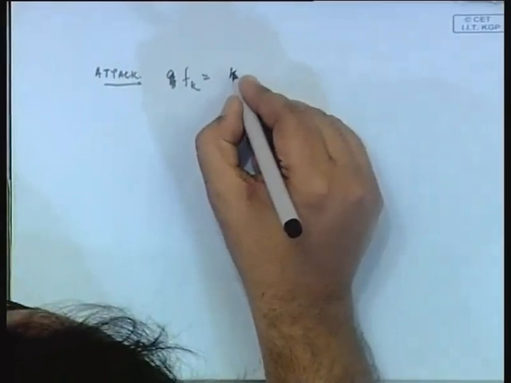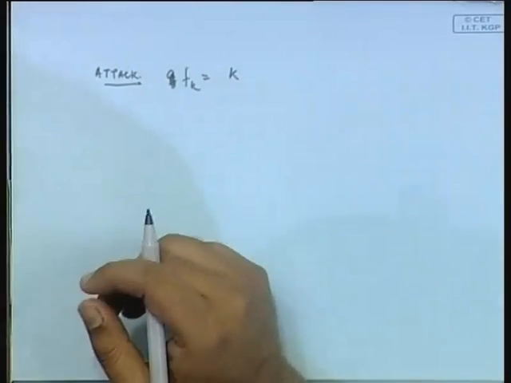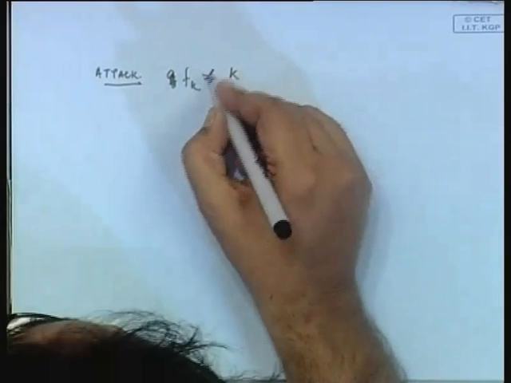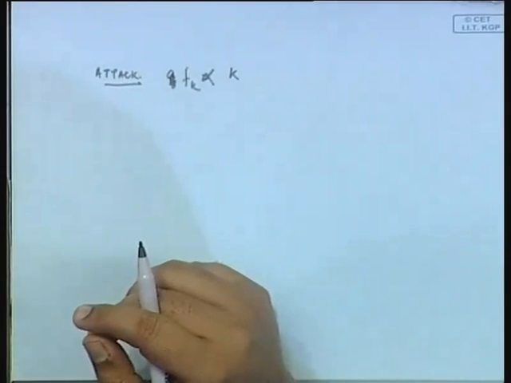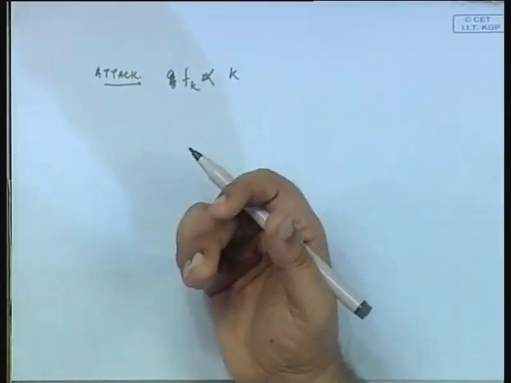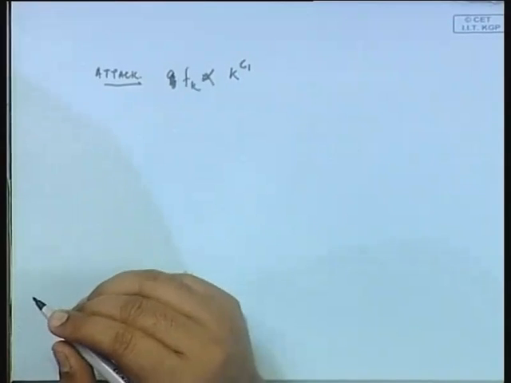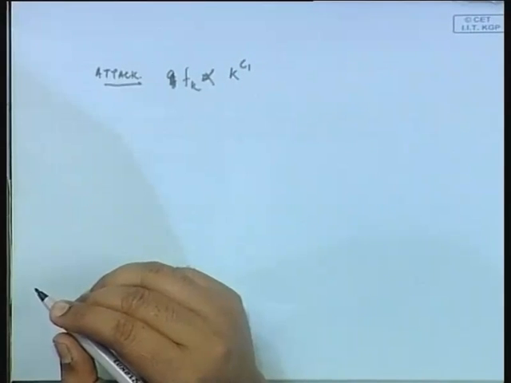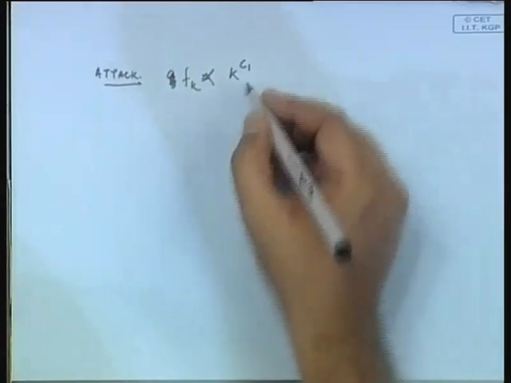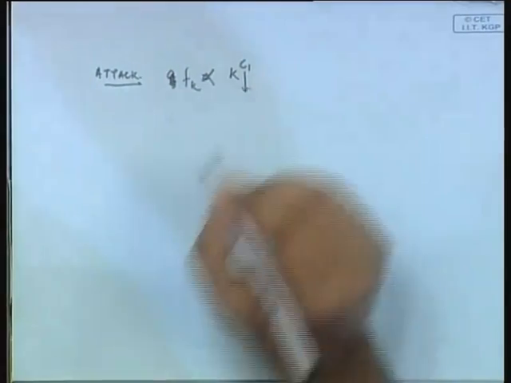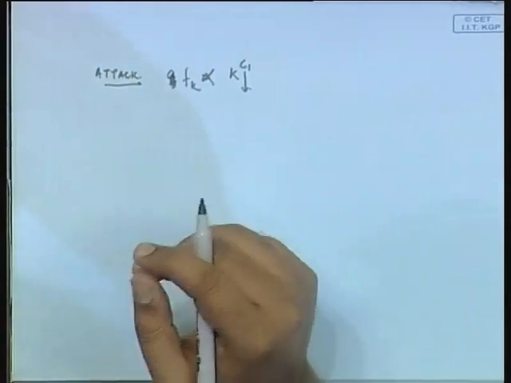It will be K. It can be proportional to K. So as K is higher, there is more generalization, and it will be K to the power C1. Okay, now let us look into it in a little more detail.